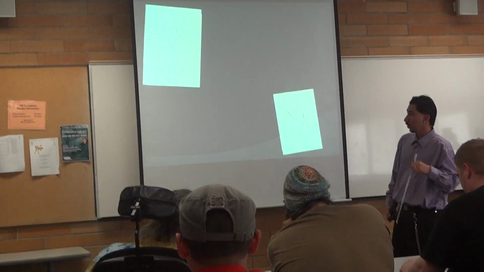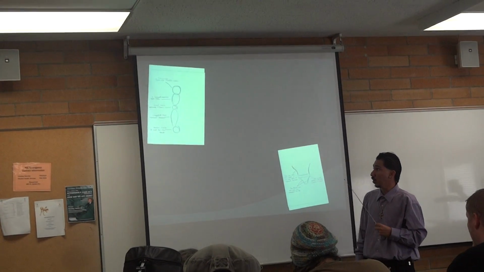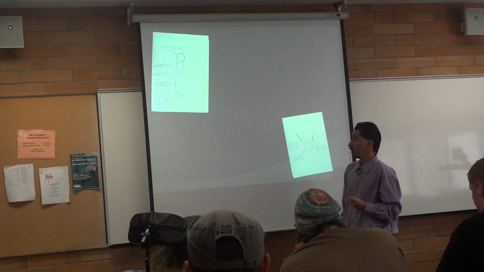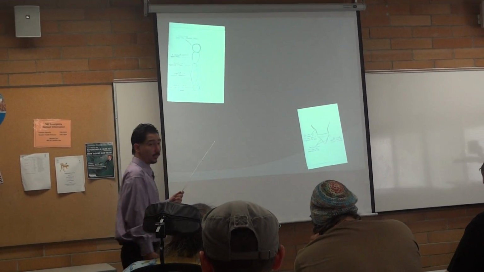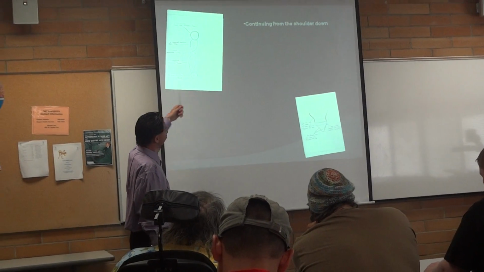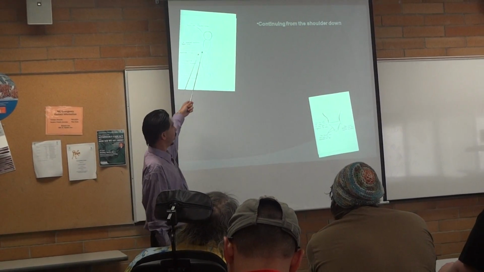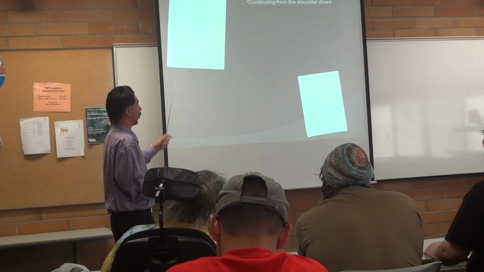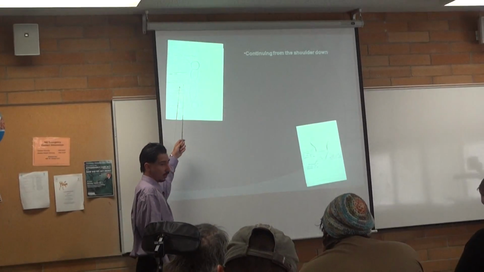Next, we'll move onward to the arms. Now you guys already have drawn the shoulders. You should already have that down. Next, it will become the bicep, continuing from the shoulder down. All you want to do is draw an oval that's a little longer than the circle representing the shoulder.